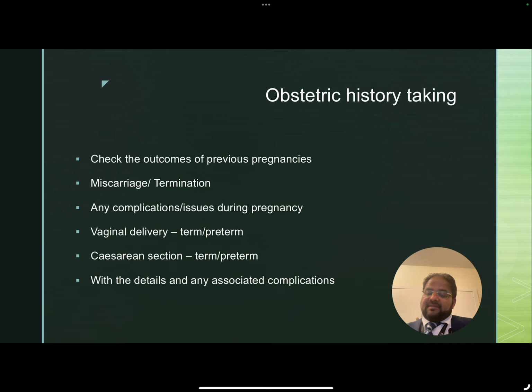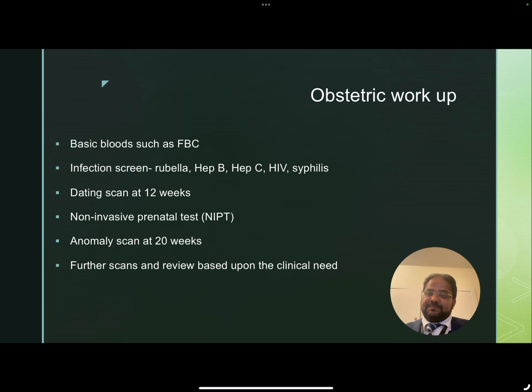If they had more than one pregnancy in the past, you will always check the outcomes of their previous pregnancies, whether it was a miscarriage or a termination, and if there were any complications or issues during those pregnancies. If they had a vaginal delivery, was it term or preterm, spontaneous vaginal or instrumental? If they had a cesarean section, was it term or preterm, before labor or during labor, with the details as well as any associated complications.